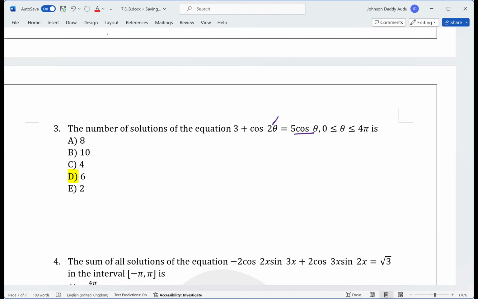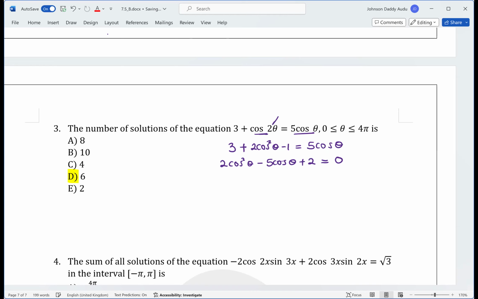Since we have cosine here, so let's think of this one as cosine. And this we can write as 3 plus, this is cosine, which we can write as 2 cosine squared theta minus 1. And this is what? This is 5 cosine theta, right? Now we can rearrange things to be 2 cosine squared theta minus 5 cosine theta plus 2 equals 0.